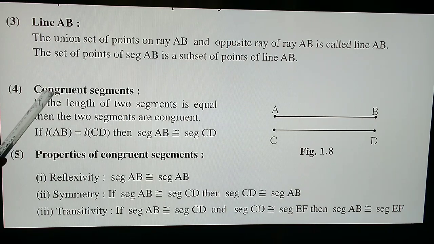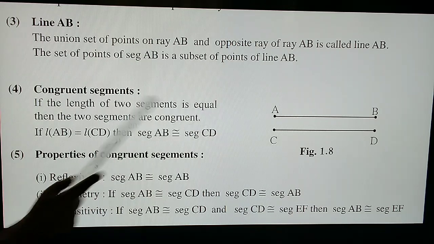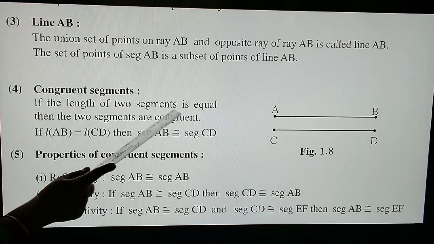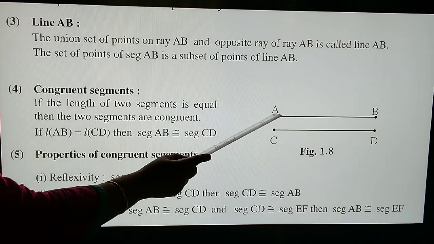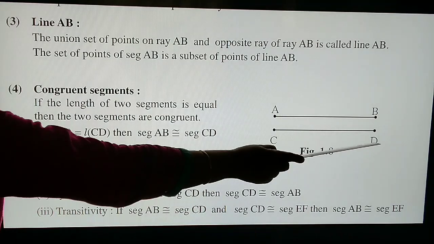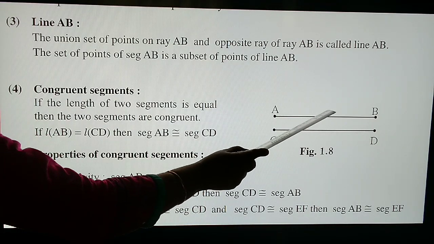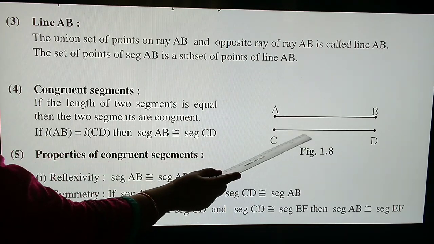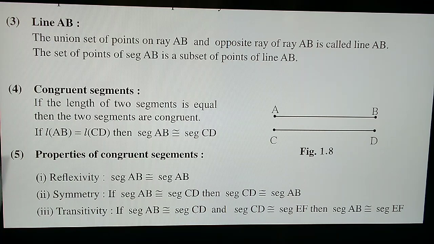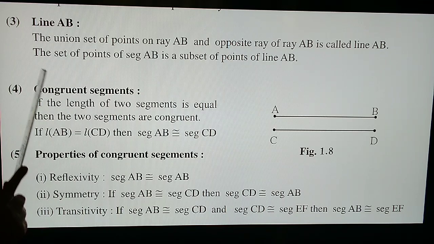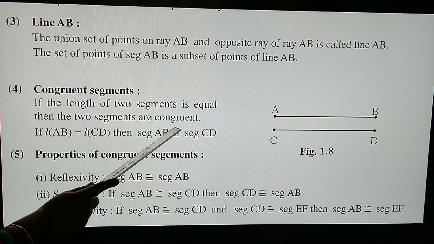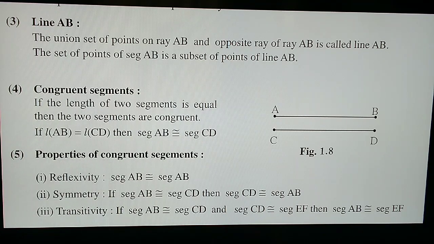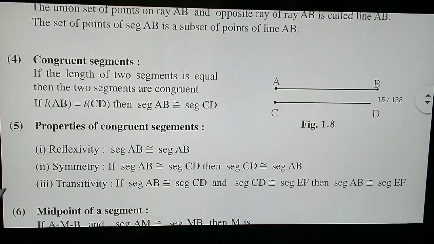Now we see the next point, that is the congruent segment. If the lengths of two segments are equal, then the two segments are congruent. See here, segment AB and segment CD. Suppose segment AB is 5 cm, and CD is also 5 cm. Then segment AB is congruent to segment CD. So we write it this way: the length of AB equal to the length of CD, then segment AB congruent to segment CD. So these are the congruent segments.